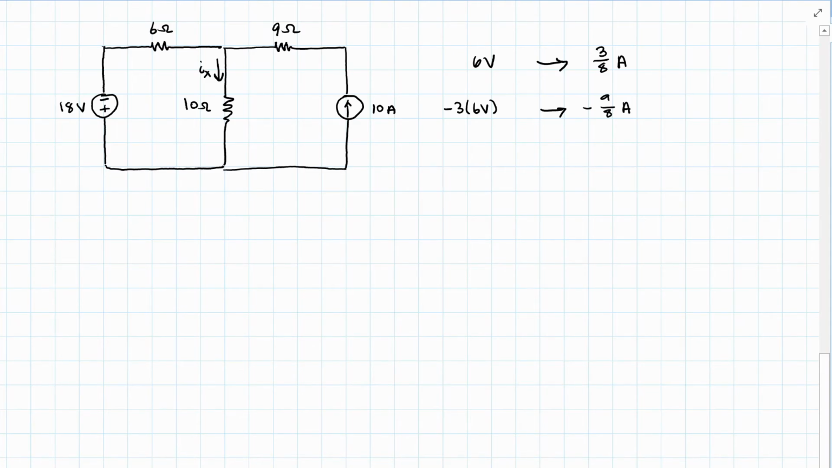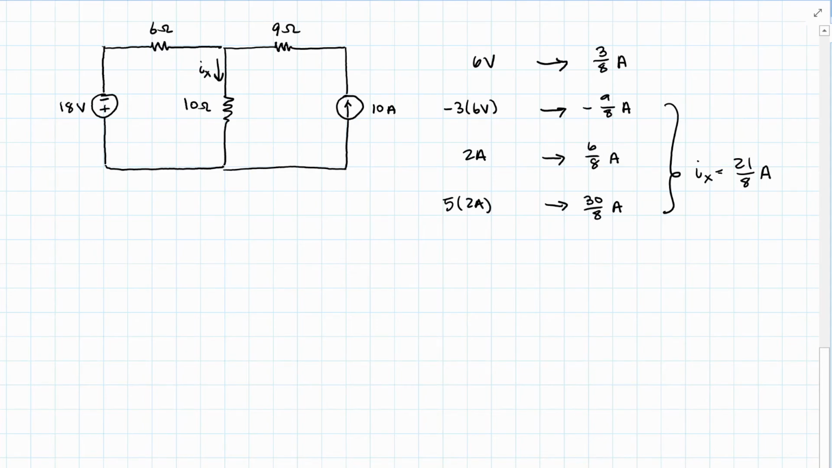Similarly, my 2 amp source had a corresponding output of 6/8 of an amp, and so I am going to predict that my 10 amp source, which is just 5 times 2 amps, will have a corresponding output of 5 times 6/8, or 30/8 of an amp. If I add these two results together, then for this new circuit, I believe that Ix will be 30/8 minus 9/8 is 21/8 of an amp.